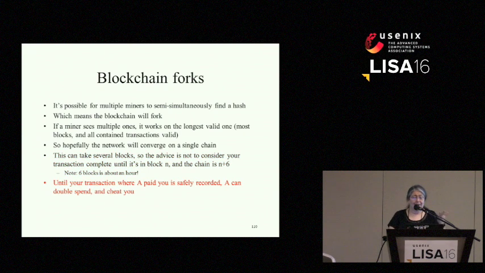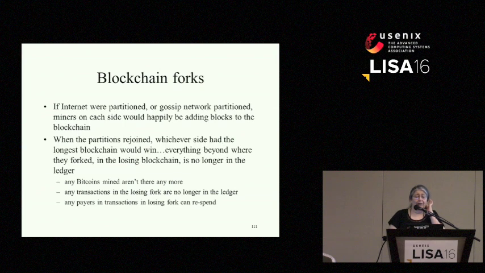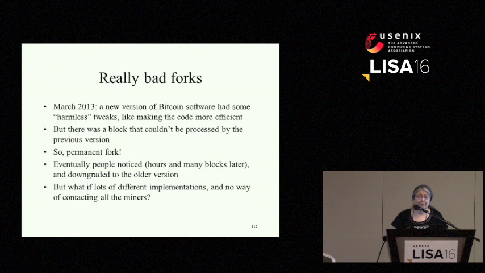Until the transaction where A paid you is safely recorded, A can double spend with somebody else. So if the internet were partitioned, or the gossip protocol itself were partitioned, then miners on each side would happily be adding blocks to the blockchain. When the partitions rejoined, whichever side had the longest blockchain would win, and everything beyond where they forked would no longer be in the ledger. And any bitcoins that were mined are no longer there.